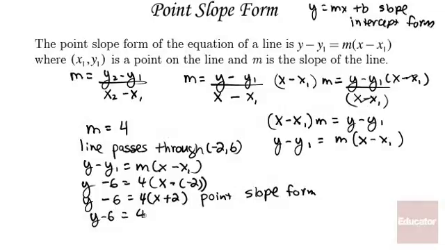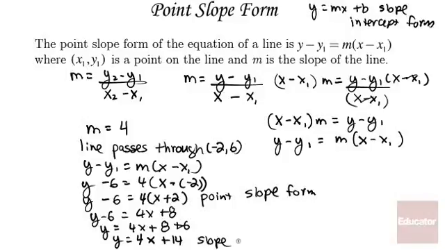So I'm going to multiply this out. This is 4x plus 8. And I want to isolate y by adding 6 to both sides. So now I have it in slope-intercept form. So this is a very useful form of the equation. And again, this can allow us to graph the equation.